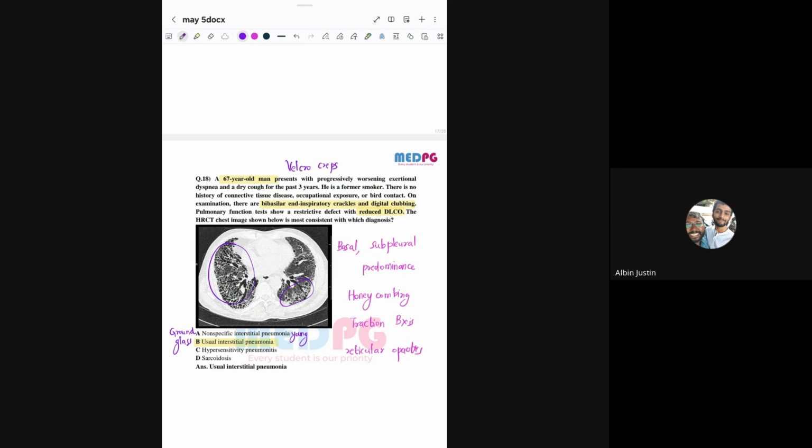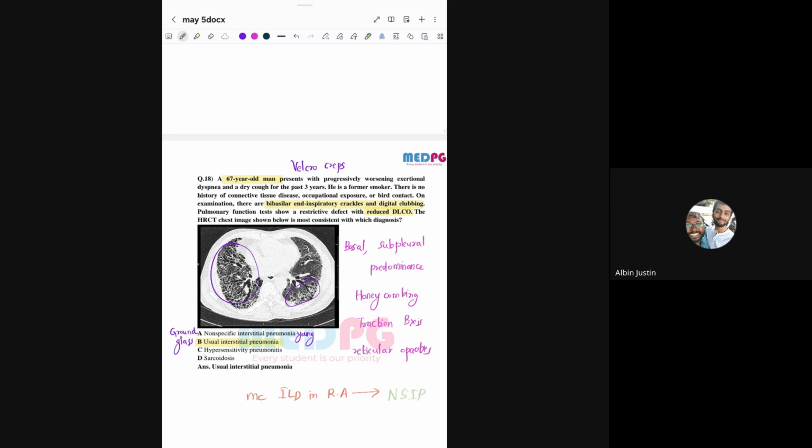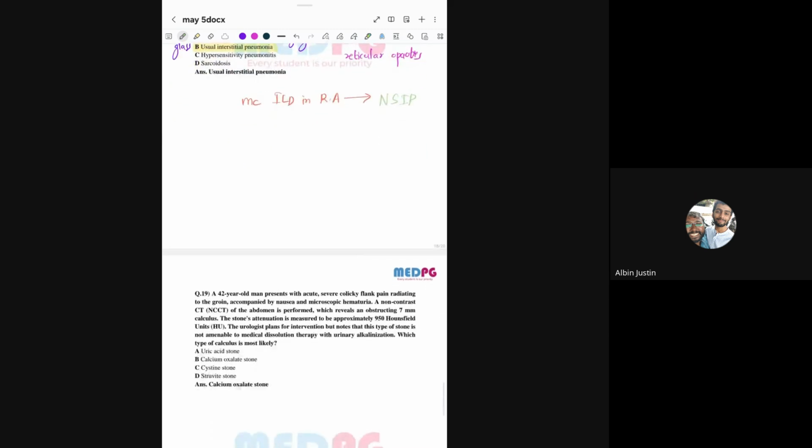UIP is most common in all other rheumatological diseases except RA, where the most common ILD in RA is NSIP. So always remember, the most common ILD in rheumatoid arthritis is not UIP, it is NSIP. So kindly remember this point.